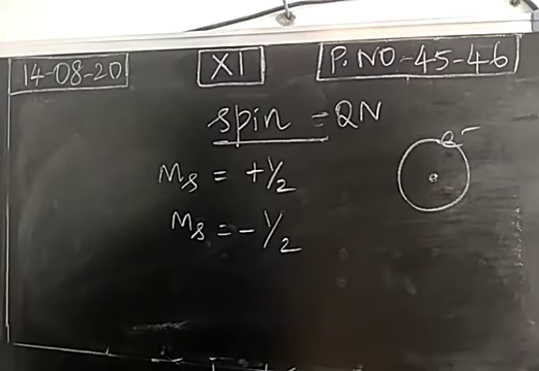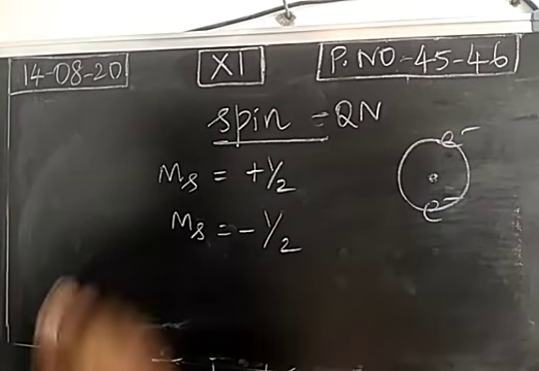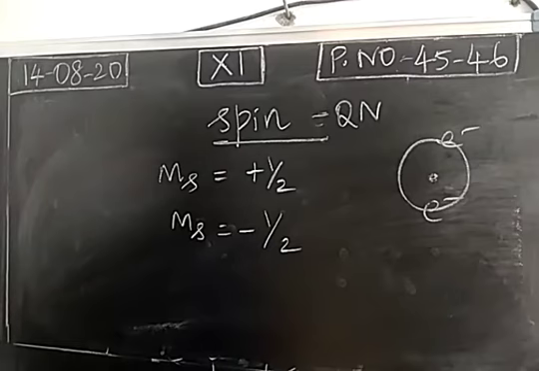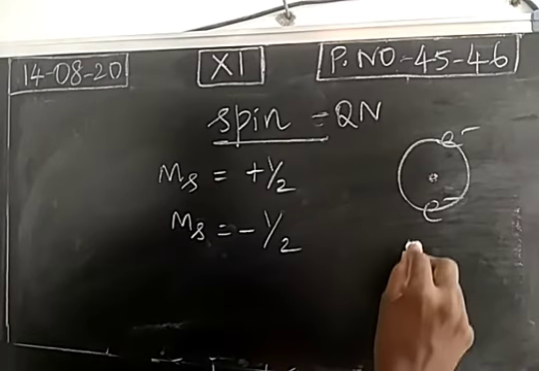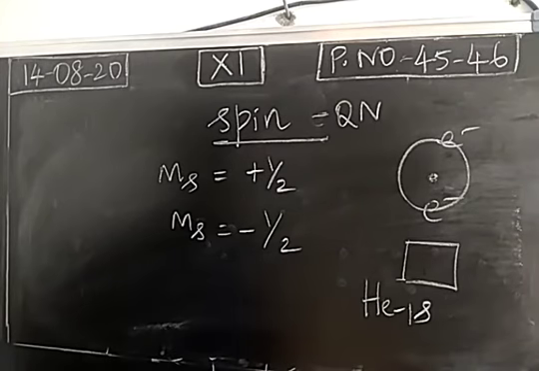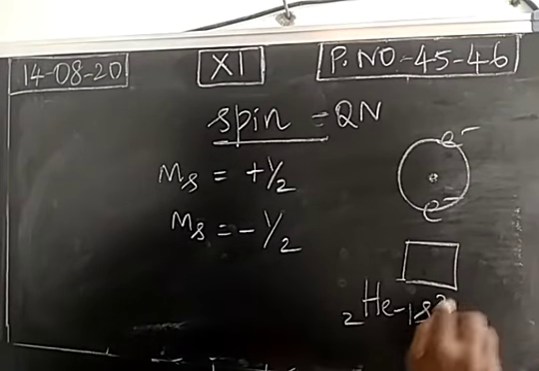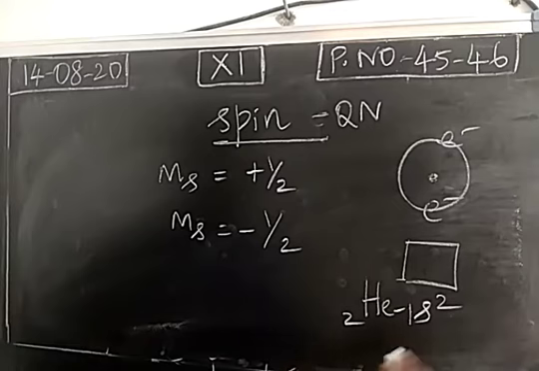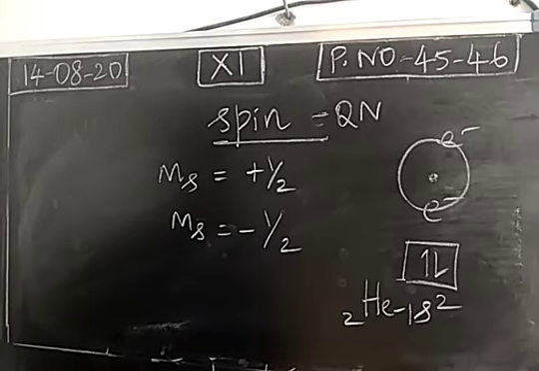Right? So consider helium. 2 electrons are present in the first orbit, in the 1s orbital. Out of 2 electrons, 1 electron will spin in clockwise direction, another electron will spin in anti-clockwise direction, right? So the spin quantum number for the first electron will be plus 1 by 2, and for the second electron it will be minus 1 by 2. So this is called the spin quantum number.